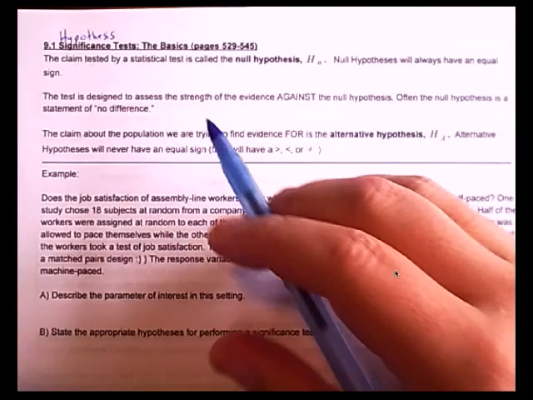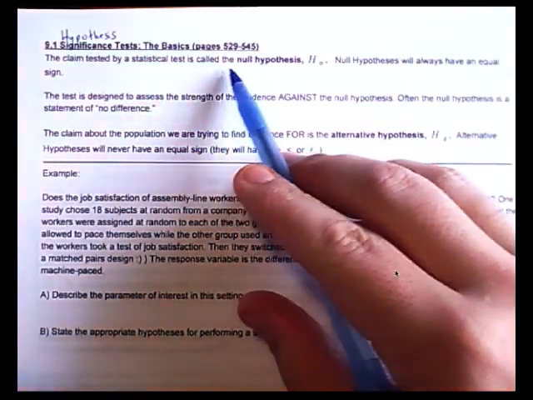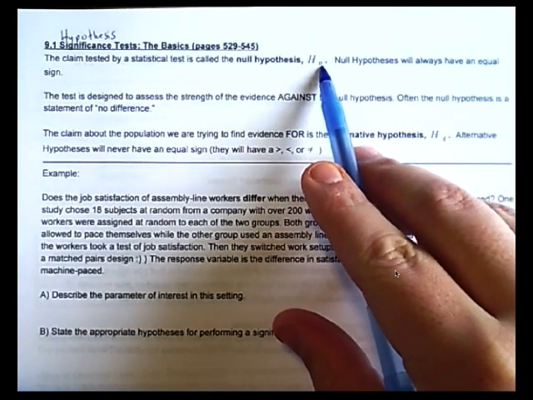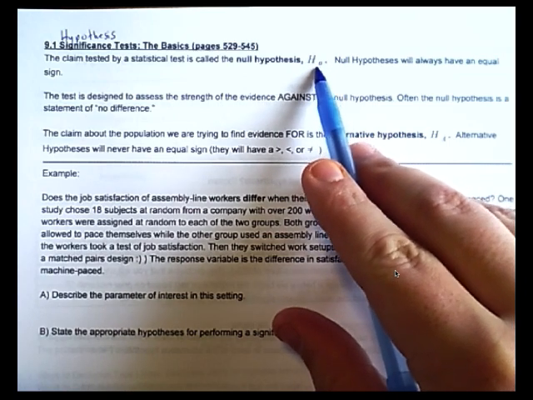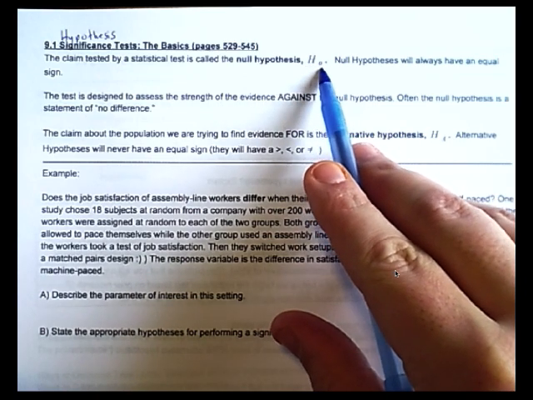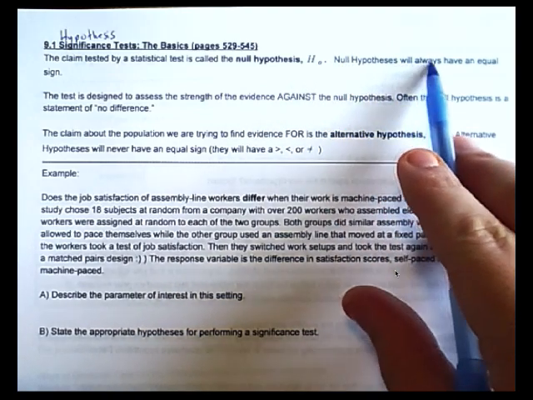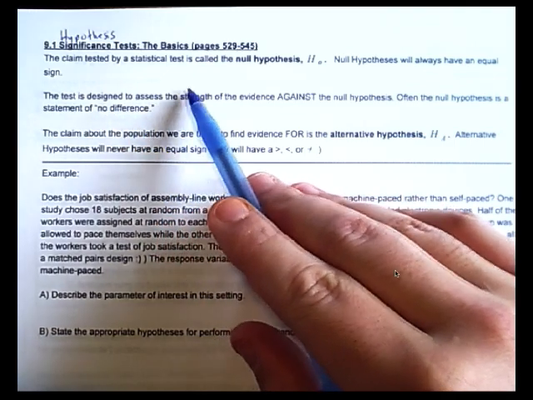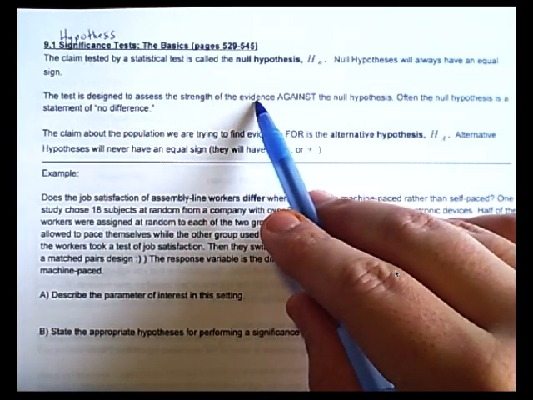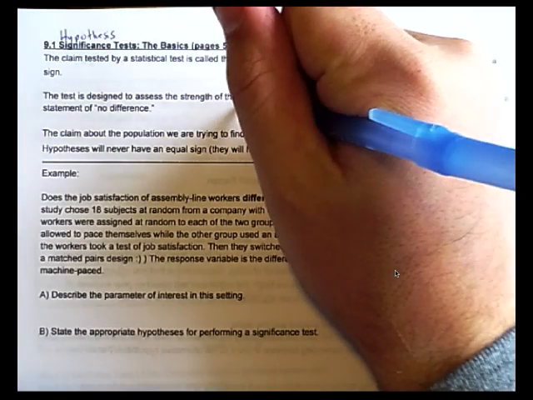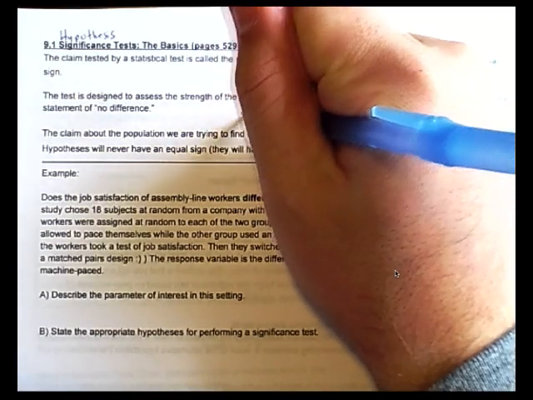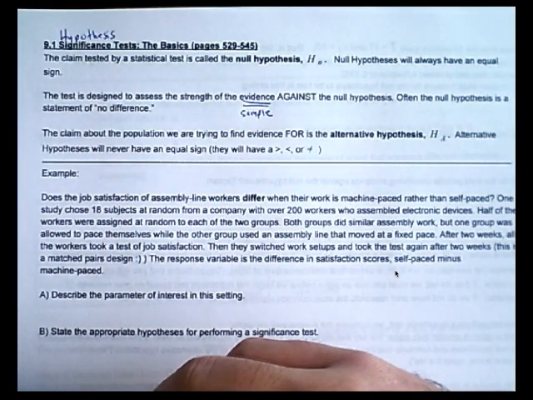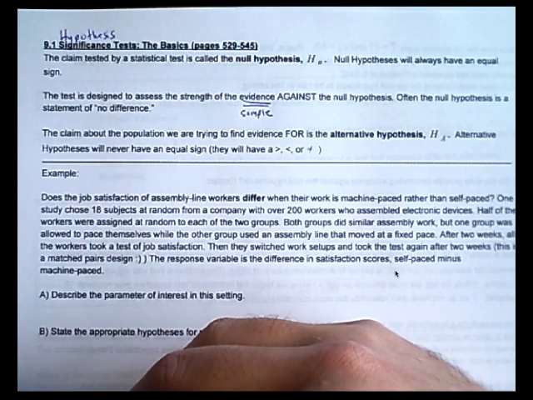It says, the claim tested by a statistical test is called the null hypothesis, which we denote H sub O, and we pronounce that H naught. Null hypothesis will always have an equal sign. The hypothesis test is designed to assess the strength of the evidence against the null hypothesis, and this evidence comes from a sample. It says often the null hypothesis is a statement of no difference.